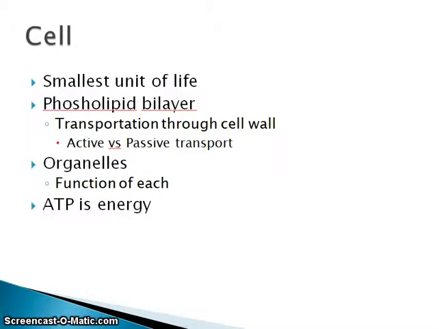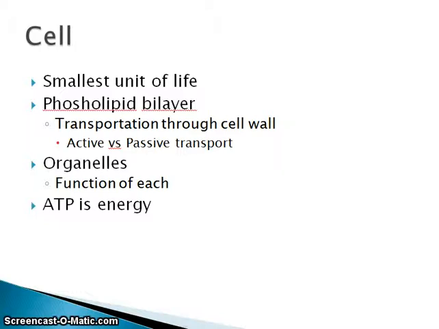Alright, starting with the smallest unit of life, we have the cell. And we've talked about the cell quite a bit, especially when we did the lab that covered osmosis. So we were measuring what goes into and out of a cell. That's called the phospholipid bilayer. Now, things get through by one of two ways. It's either going to be active transport or passive transport. That's one of the things we measured with the dialysis tubing.